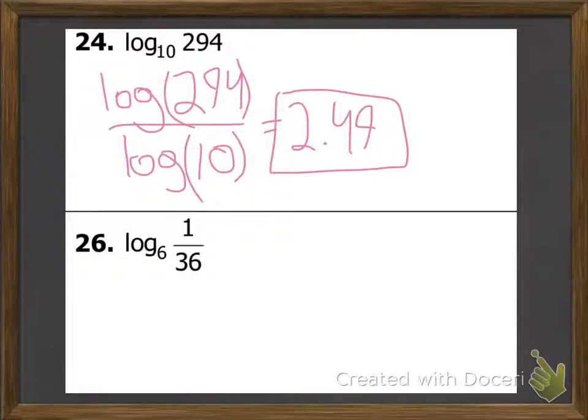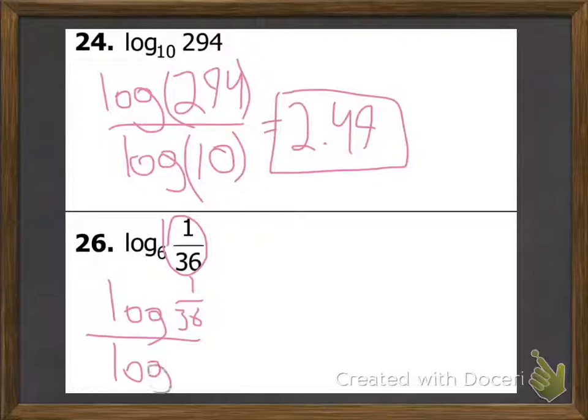Last but not least, we have log base 6 of 1 over 36. So now we've got a fraction here. So we're going to have log of 1 over 36. So yes, the whole fraction, 1 over 36, is my a, divided by the log of 6.